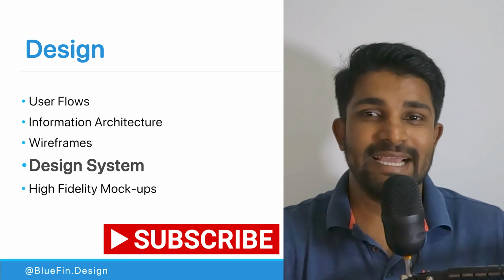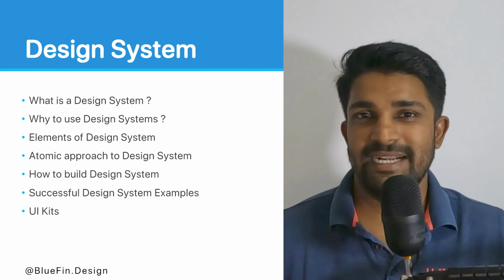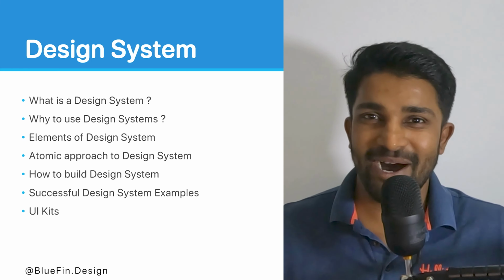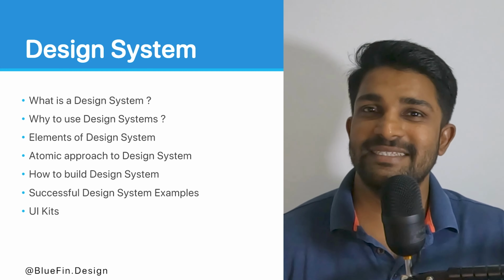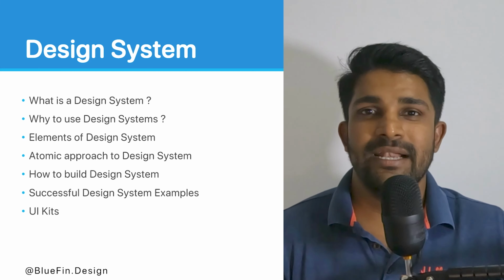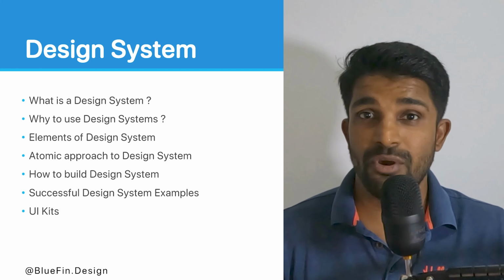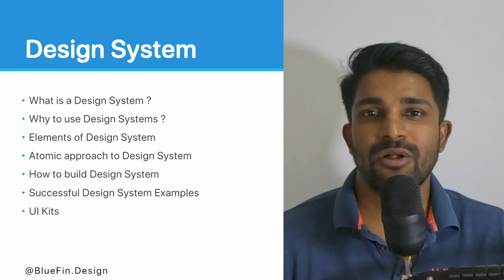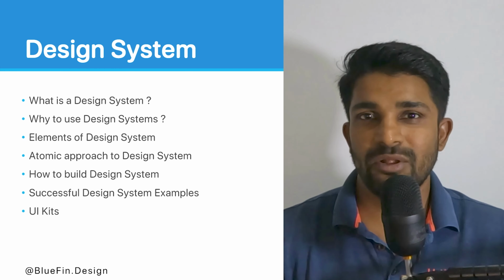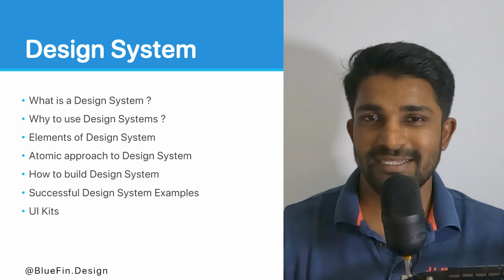In today's video, like I said, we're talking about design system, and we're going to talk about what is a design system, why to use design systems in the first place, like what's all the fuss about, some of the elements of the design system just to understand what it is and how to construct it. And there's one atomic approach to design system which I think will be helpful just to know and implement that. And we'll also look at how to build the design systems incrementally, and we'll also determine like at what stage you are in the process of using or building design systems.